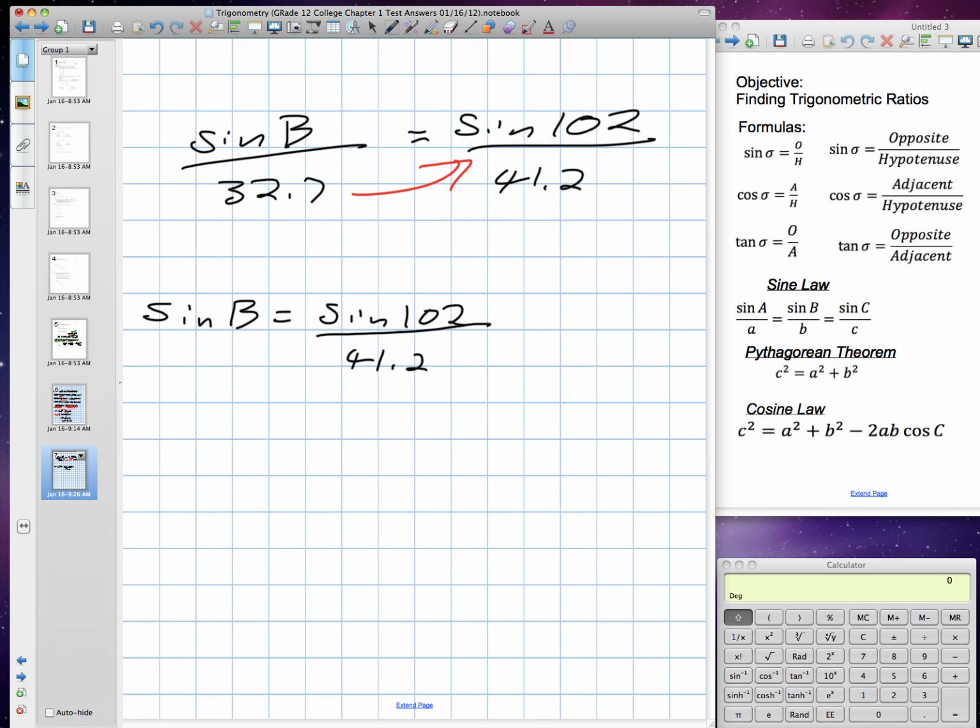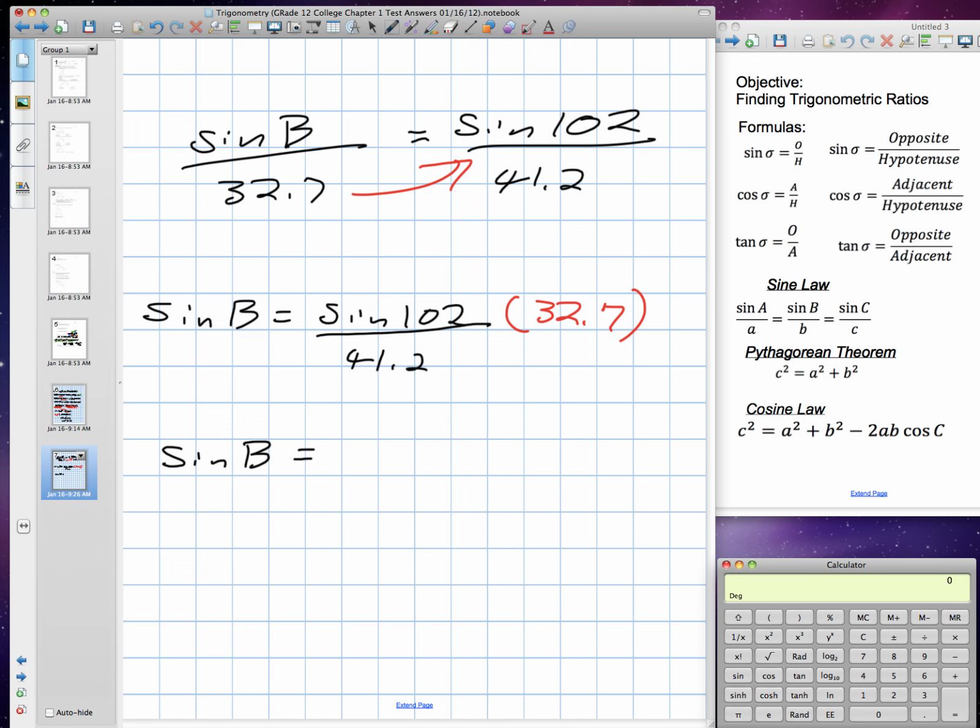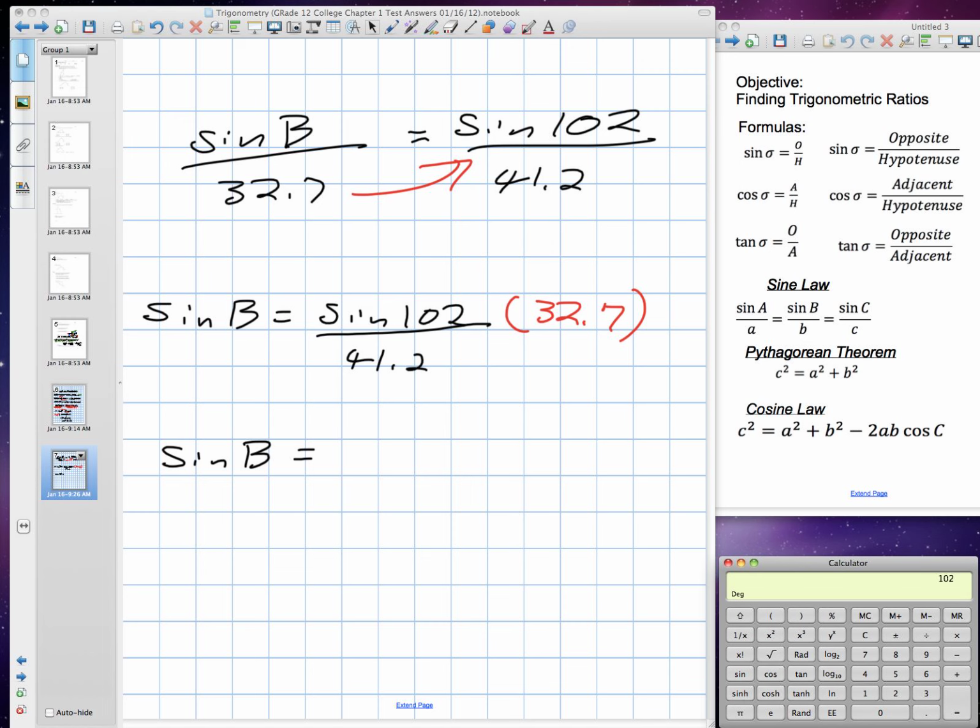Is that sine 102 divided by 41.2 times 32.7? I cannot read that number, but I'm going to do it also on my calculator here.